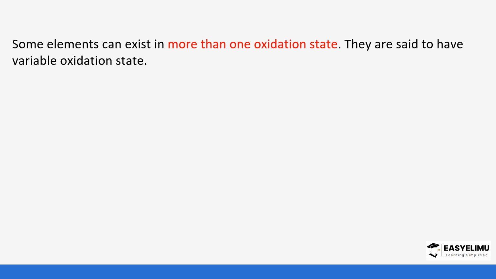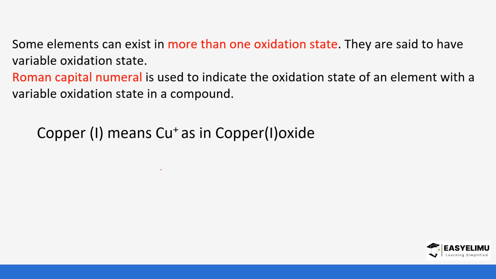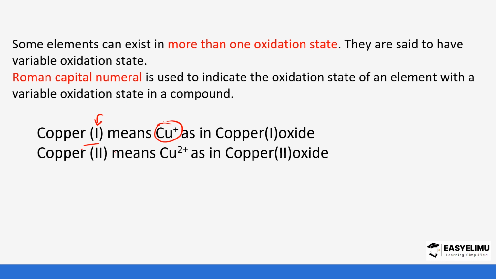So you see some elements usually have more than one oxidation state. They usually say that it has variable oxidation state. And this oxidation number is usually indicated in numeral and is placed in an equation in the brackets. For example, when we talk about copper 1, this 1 in brackets means it's the oxidation number of copper, which is +1. If we talk about copper 2, it means copper in this case has the oxidation of +2. So this becomes +1, this becomes +2.